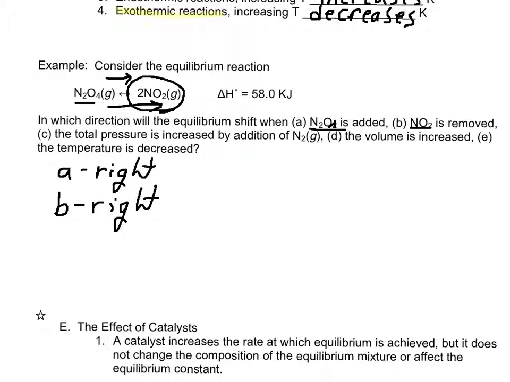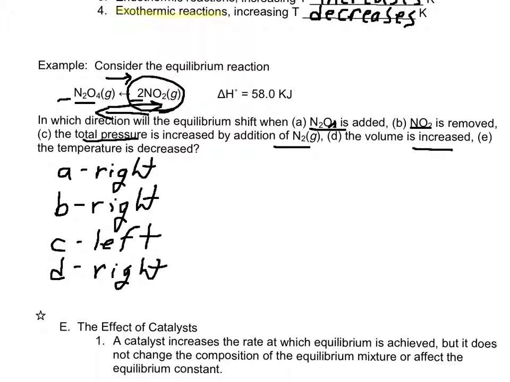On letter C, we're going to add some N2, and that increases our total pressure. When you increase the pressure, the reaction is going to shift in the direction that decreases the pressure. So it's going to shift in the direction that makes fewer moles of gas. So it's going to shift this way because there's a 1-to-2 ratio here. So it's going to shift over to the left. On letter D, the volume is increased. This does the opposite. When I increase the volume, it's going to shift over to the right because it wants to make more gas particles to try to get that pressure back where it was.